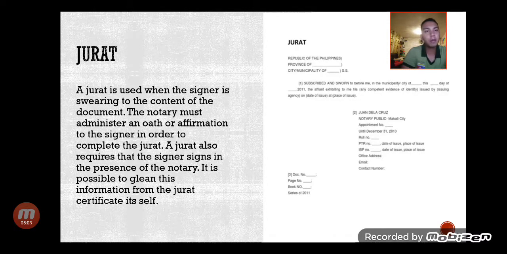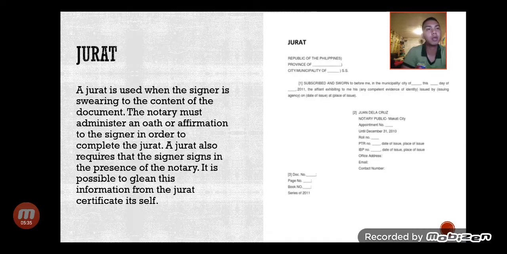So as you can see from the example, it shows what the contents of a jurat are. So in the beginning statement, it states "subscribed and sworn", so signed by me, the signer. That is the meaning of subscribed. And I, the signer, take an oath that the contents are truthful. That is the meaning of the word sworn.